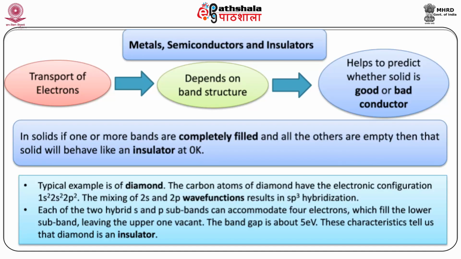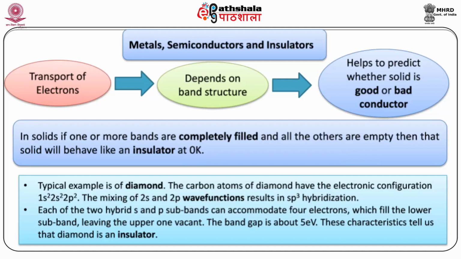The carbon atom of diamond has the electronic configuration 1s2, 2s2, 2p2. The mixing of 2s and 2p wave functions results in the sp3 hybridization. Each of the 2 hybrid s and p subbands can accommodate 4 electrons, which fill the lower subband, leaving the upper one vacant. The band gap is about 5 electron volts. These characteristics tell us that diamond is an insulator.